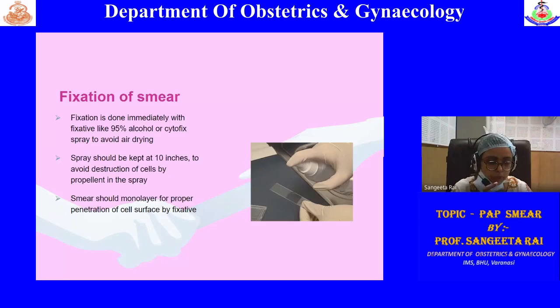The most important thing is where to spray and how to spray. When you take the slides, the spray should be at least 10 inches from the slide. Not too close, not too far. Because when you are too close, there will be splitting of the cells and you will not have a good smear. The spray smear should be a monolayer for proper penetration of the surface by the fixative. So your smear should not be very thick. It should be thinly prepared, otherwise fixation will not be achieved.